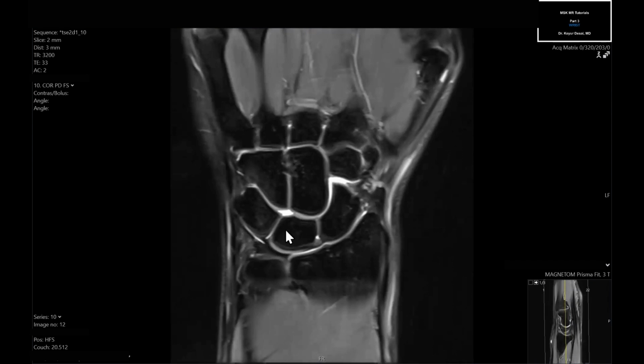And now we're going to do a similar thing with the lunotriquetral ligament, which looks really normal in this case. So this is going to be your lunate, this is going to be a triquetrum, and this is going to be where the ligament lies. This is our lunotriquetral ligament, which you can see is intact here as well.